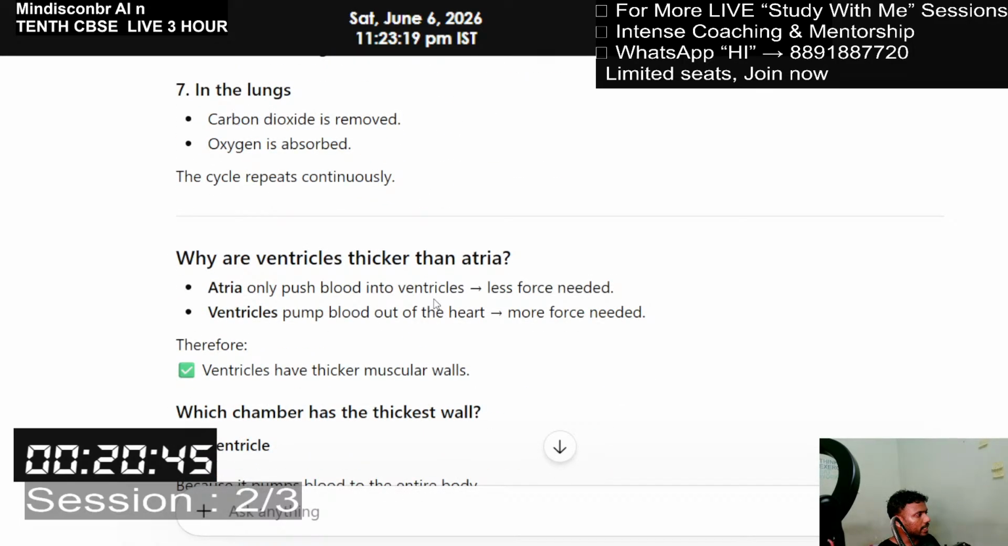Why are ventricles thicker than atria? The atria only push blood into ventricles, less force needed. So ventricles are thicker. Also ventricles pump blood out of the heart, so more force is needed. So ventricles are thicker.